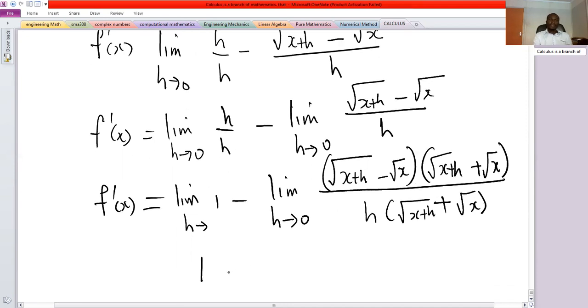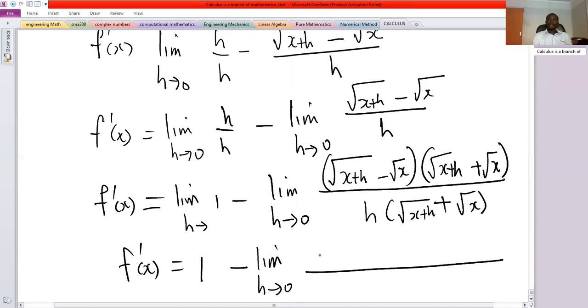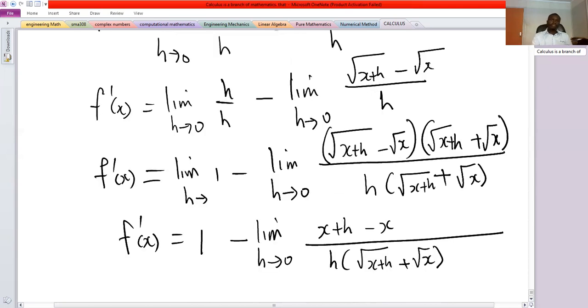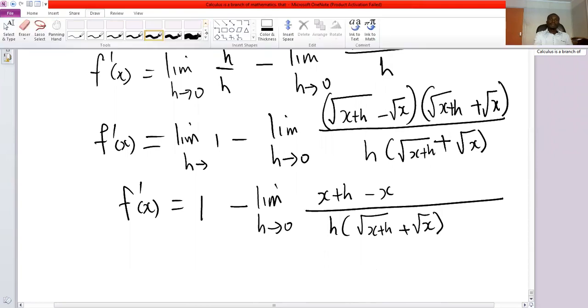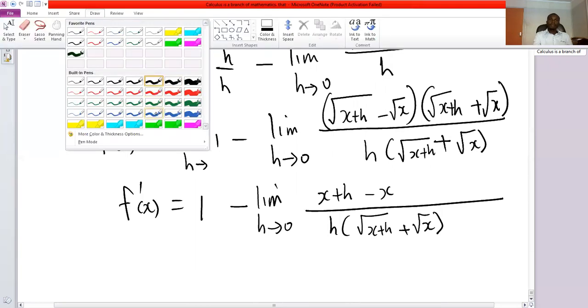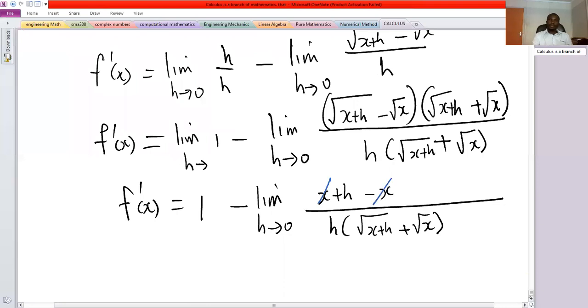So here will be 1 minus the limit as h approaches 0. And these are difference of two squares, so I'll have x plus h minus x over h into root x plus h plus root x. Remember here, taking this one as a, this one as b, so squaring this x plus h, squaring this x. Then this and this cancels out.